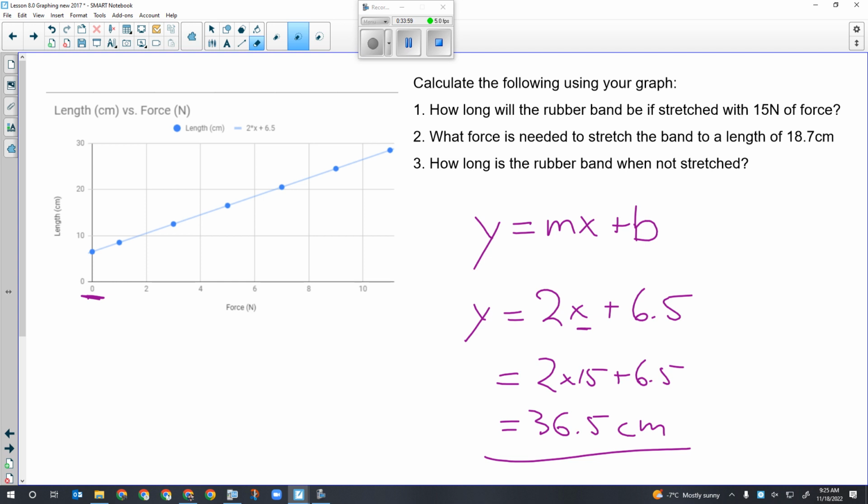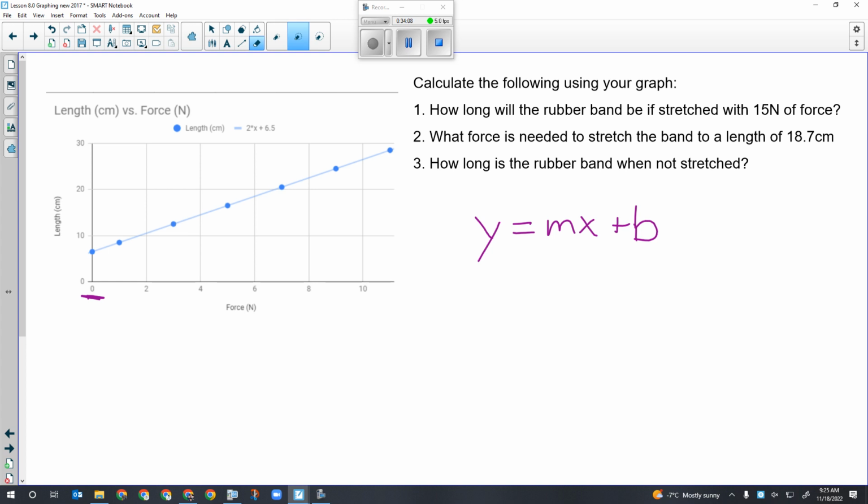Okay, and then for number 2, what force is needed to stretch the rubber band to a length of 18.7 centimeters? So we're looking for force, which is an x value. We were given a length, which is a y value. So in this one, I know y, m, and b, and I'm looking for x. So I have to manipulate. What do I do to move b? Subtract it. So I'm going to subtract b from both sides, and I'll have y minus b equals m times x. I want to get x by itself, so what do I do with m? Divide it over to the other side.